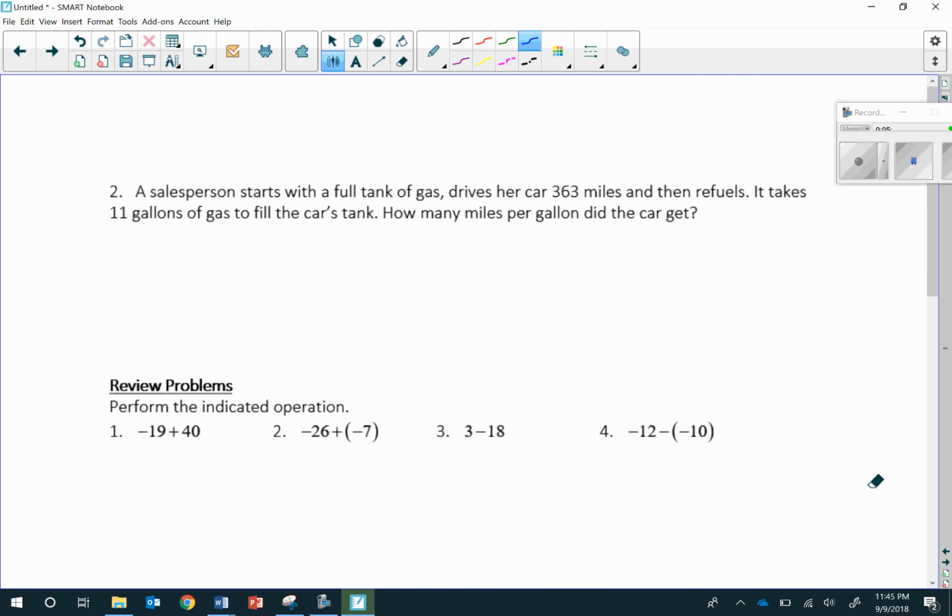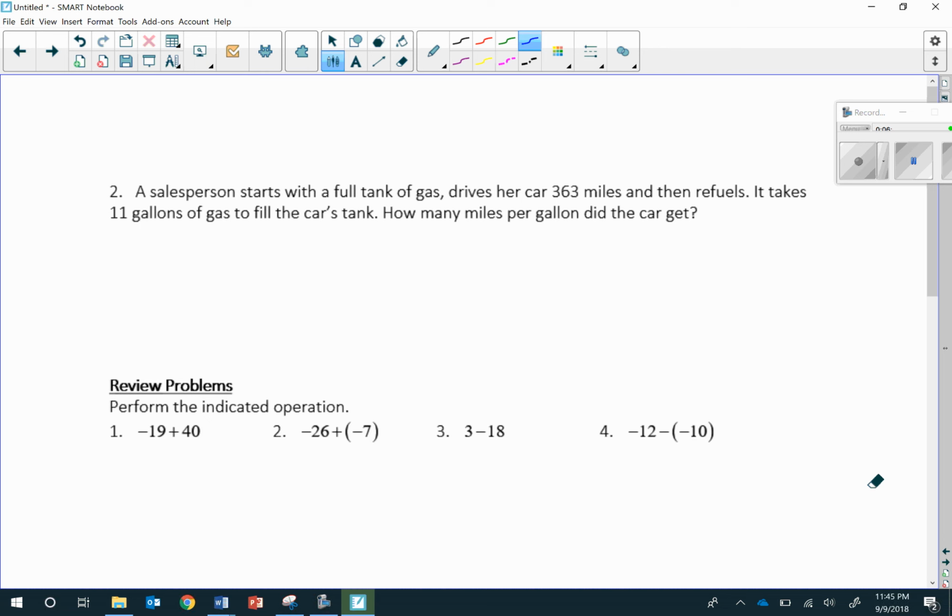Our next word problem is talking about driving with a full tank of gas. So a salesperson starts with a full tank of gas, meaning it's all the way to the top, and they drive her car 363 miles, and then they refuel. So we're going to assume that her tank was empty when she refueled. So she can go 363 miles on 1 tank of gas.